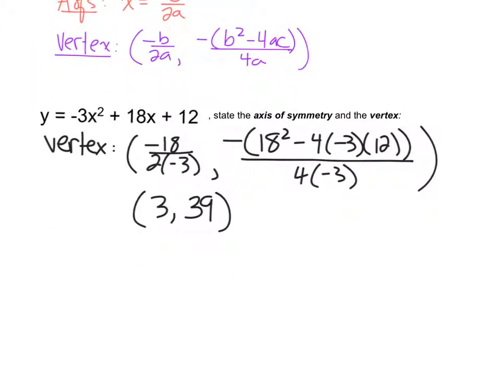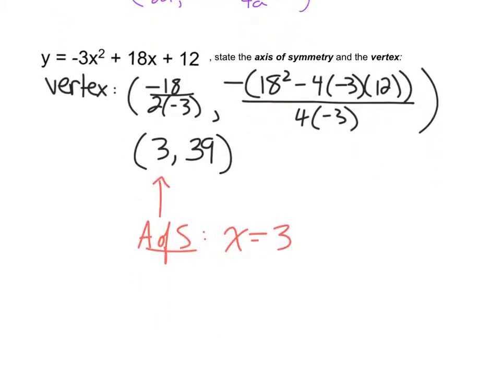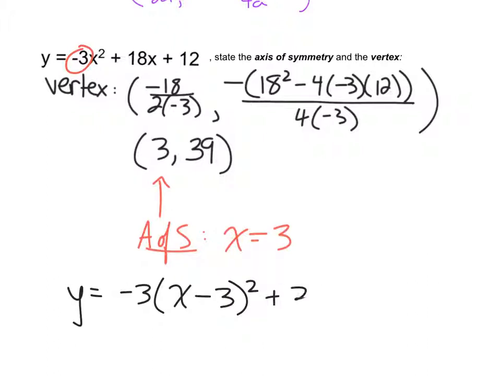Okay, so we have our vertex, and our axis of symmetry would correspond to x equals 3. All right, and our equation, like I said, just hang on to the a value. Y would be equal to negative 3 times x minus 3 squared plus 39. All right, now the super duper shortcut to this, one sec.